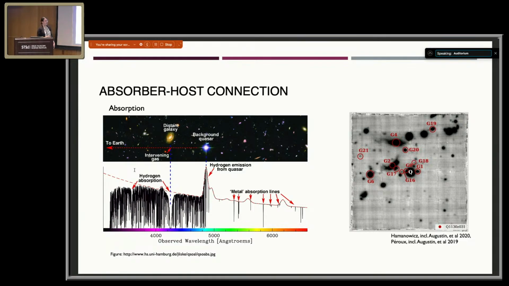But of course, if you look at these absorbers, we also have to find the galaxy that's associated with them. This search for host galaxies has been facilitated immensely over the past years by the use of IFU data, where we can take an image of the quasar field and get a spectrum for each pixel in this image. Therefore, we can get spectra for every object in the field and determine its redshift so that we can do the matching of the galaxies with the absorbers.